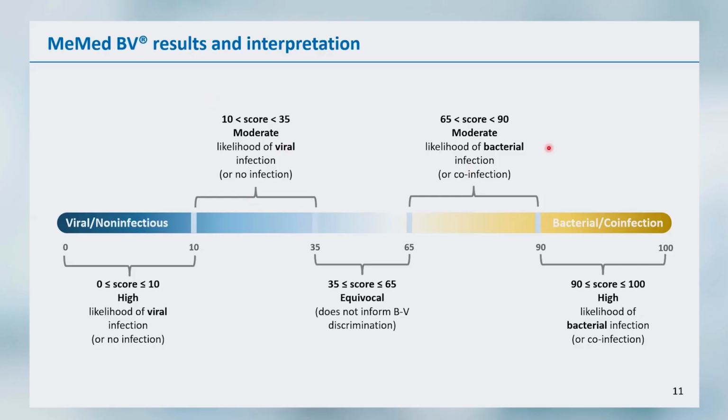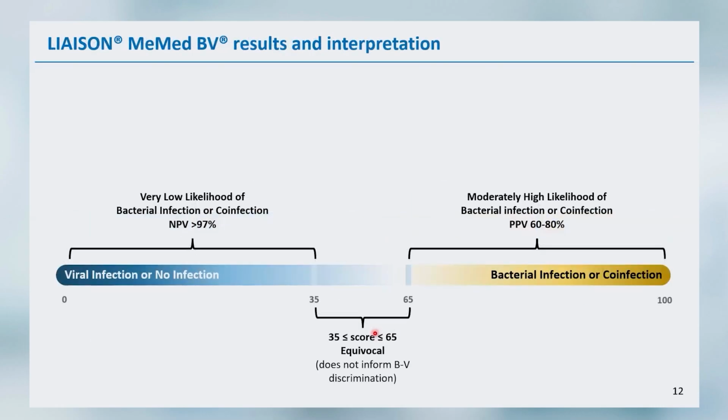And finally, this score in between, this equivocal score, does not inform bacterial-viral discrimination in any way. And in fact, scores in this region should be ignored when it comes to interpreting the likelihood of infection from this particular test. So this is a point I just want to emphasize: an equivocal score does not inform this discrimination.